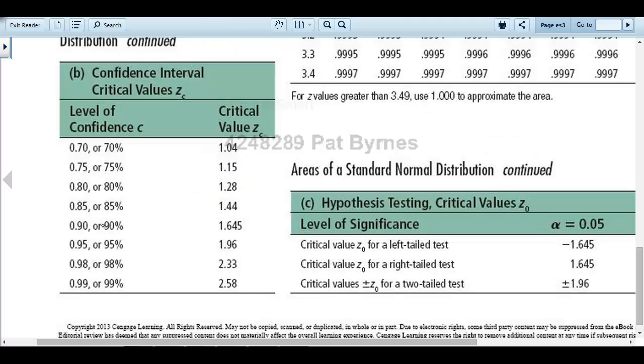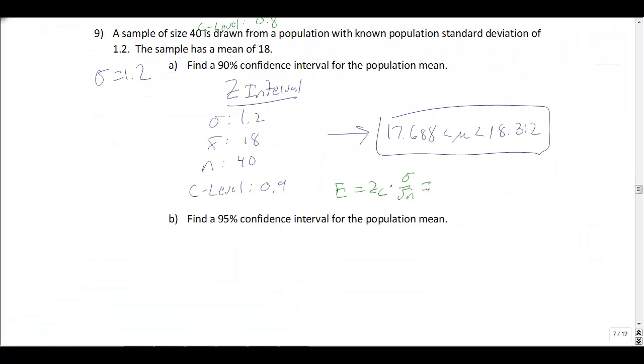So I'm looking for 90%. It's just 1.645. So this just spits this out. I don't have to have the degrees of freedom, because it's the same for all n. So what I'm going to get is 1.645. So this is 1.645 times 1.2 over square root of 40. You could calculate that out and build your interval that way, going 18 here.